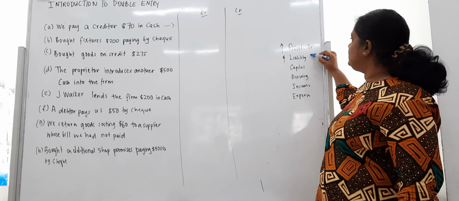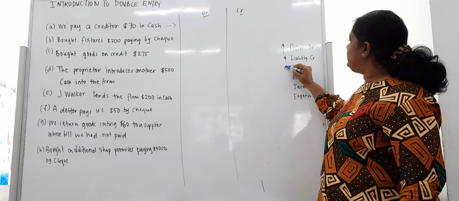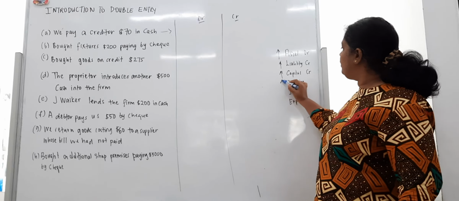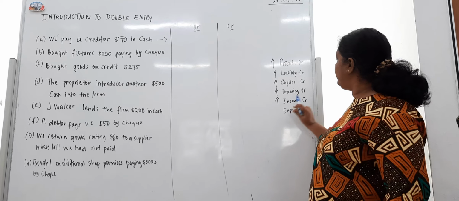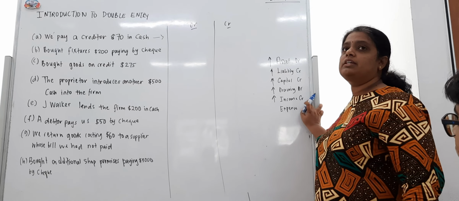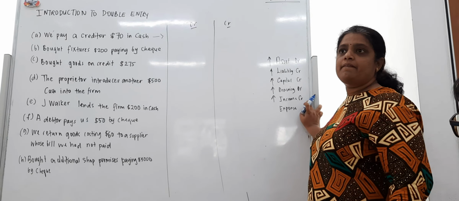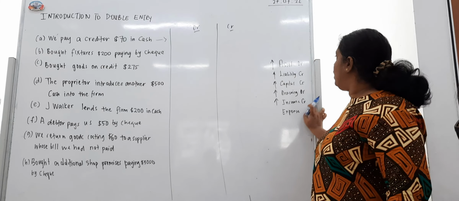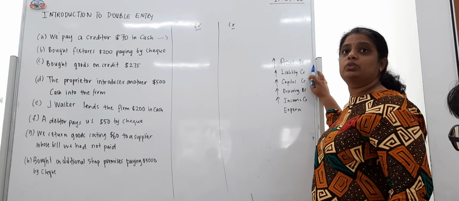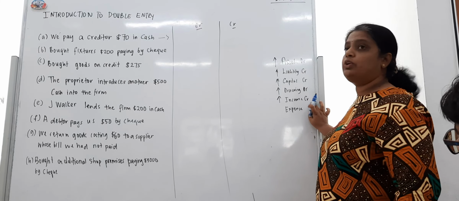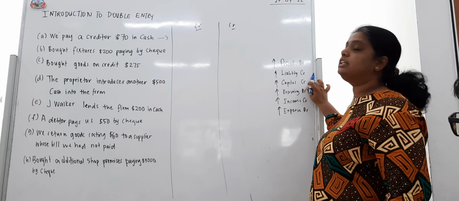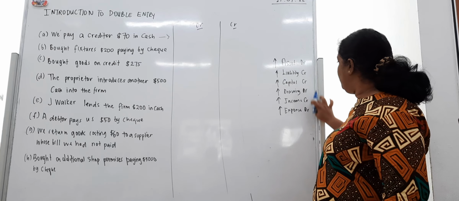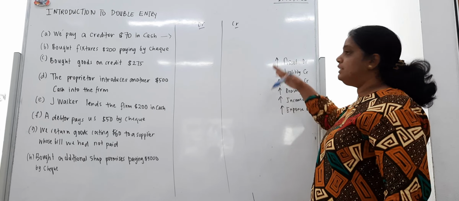Liability always increases on your credit side. Capital, credit. Drawings, debit. Income, credit. What is the justification why income increases on the credit side? It increases the capital. Yes, because your capital is going to increase. That's why income is on your credit side. And your expense will be debit because it's decreasing your capital. So knowing this now, if it's decreased, it's the opposite.